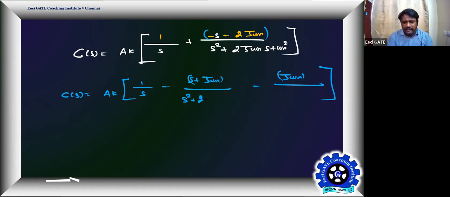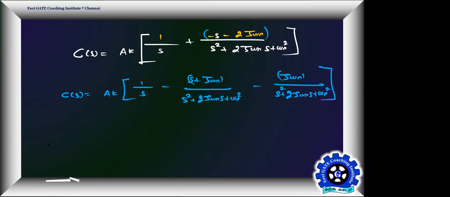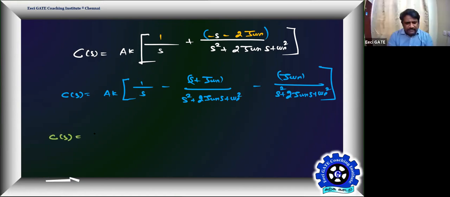S square plus 2 zeta omega n s plus omega n square. Here also it is S square plus 2 zeta omega n s plus omega n square. Any doubts? Is it okay? Clear? Clear, sir. Then next step, let me write C of S equal to AK into, I'm not leaving this part also for your practice.